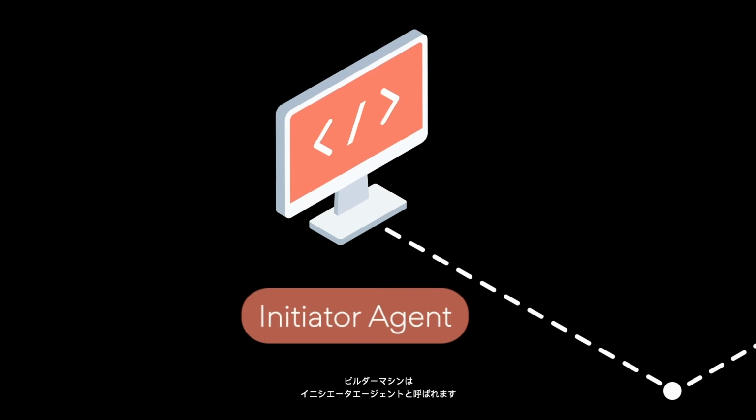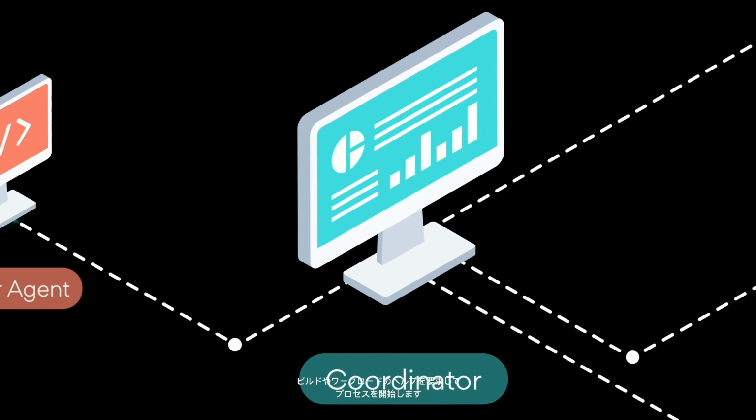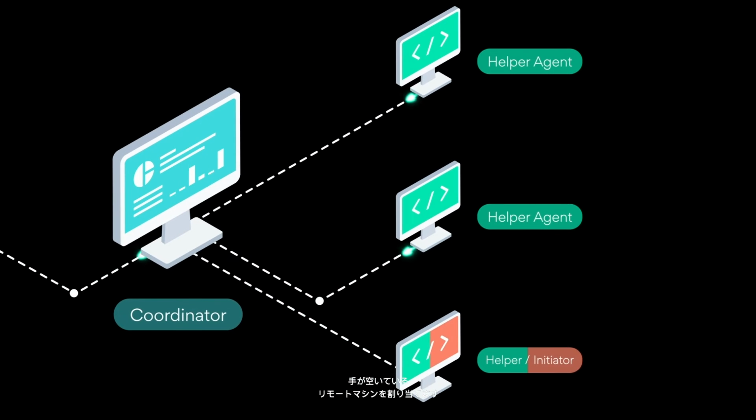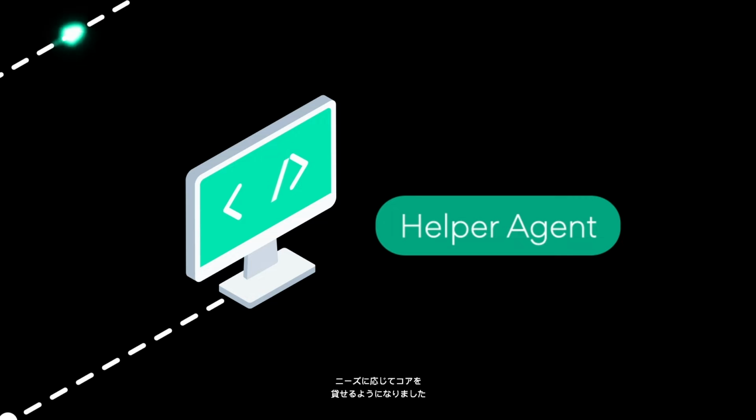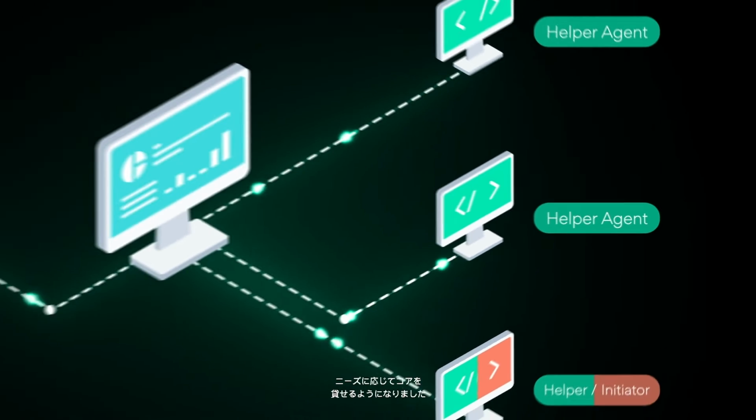The builder machine is called an initiator agent. It begins a process by requesting help with a build or a workload by sending a message to the coordinator component. The coordinator receives these requests and assigns available remote machines to act as helper agents to accelerate the build. Helper agents now can receive tasks directly from the initiator agent and lend their cores to the compute needs.